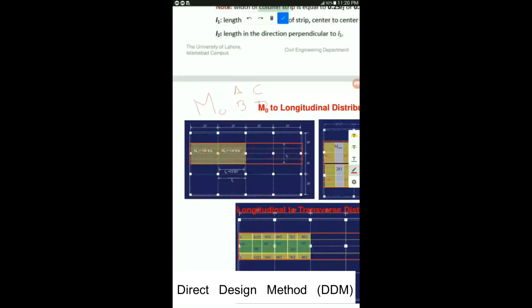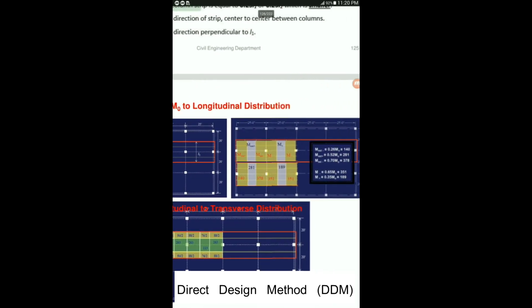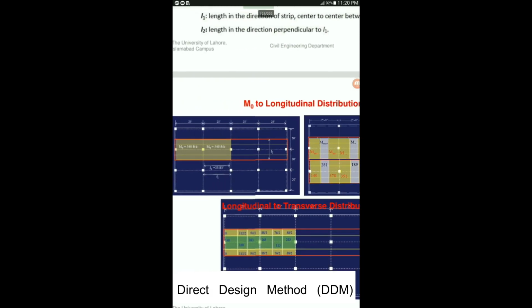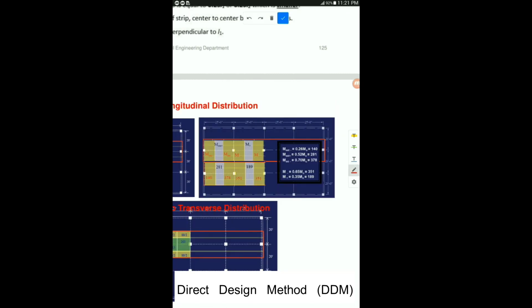The second step we did is the longitudinal distribution. For that, we distributed this total factored static moment M naught into 5 locations, like this one. This was for location 1, this was for location 2, this is for location 3, this is for location 4, this is location 5. Out of these 5 locations, we have already stated that the first 3 locations are dependent on the case, and onwards the values are taken for typical locations, 0.65 and 0.35 of M naught.